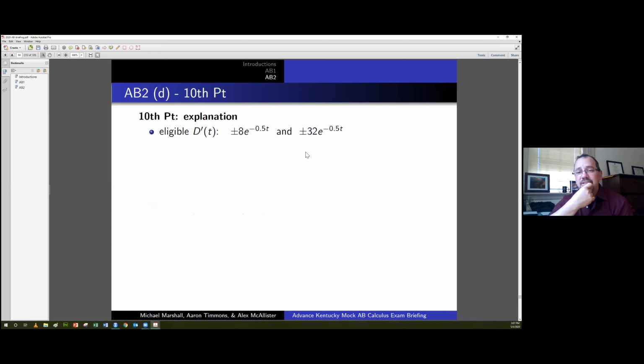So for the 10th point, the explanation point, we're not going to let them just explain anything. We're going to have a little bit of a criteria on eligible D primes because we actually need to reference the sign of the derivative. And the two that we're going to look at are plus or minus 8 e to the negative 0.5t and plus or minus 32 e to the negative 0.5t. The thinking was they need to do something with the half up in that exponent, the negative 1/2. Maybe there's errors working with the half, maybe there's errors working with the negative, but you can't do both, but you have to have done something. We can't be staying with 16.